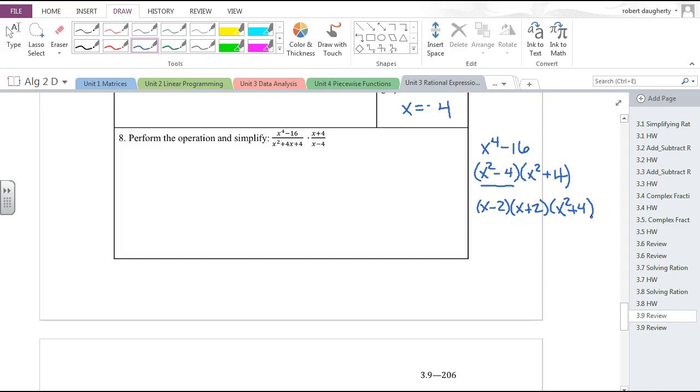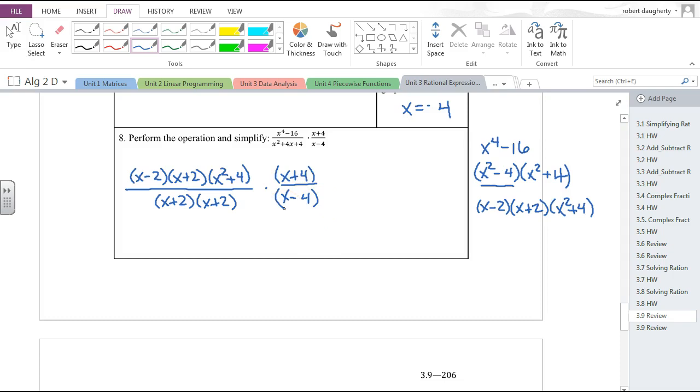So in simplifying this, I get that the first term is going to be x minus 2, x plus 2, x squared plus 4, and then the denominator for that. Are there numbers that multiply to 4 and add to 4? Well, that's 2 and 2. So that's x plus 2, x plus 2, times x plus 4 over x minus 4. Okay?